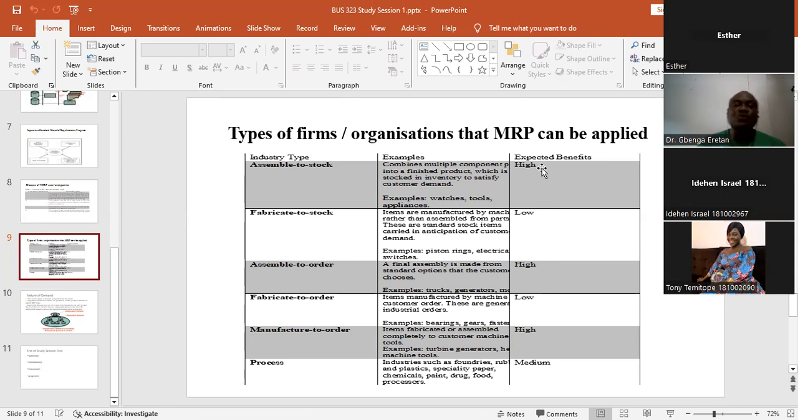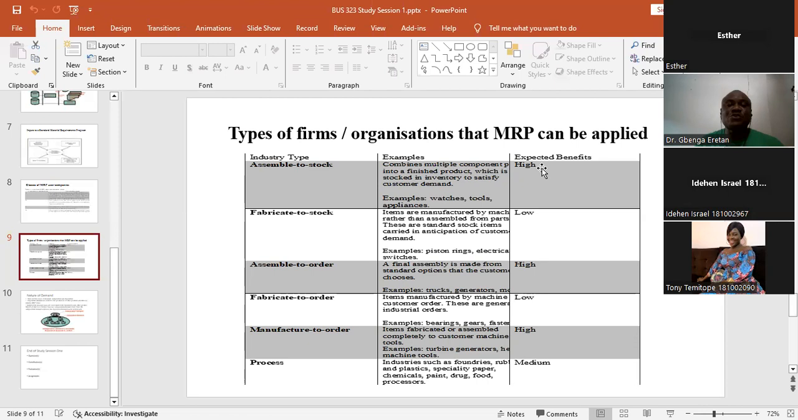Then assemble to order. A final assembly is made from a standard option rather than a customized option. Assemble to order means when a product has been assembled already, then order is placed on it. You'll be able to get such a product. The applicability is very high.